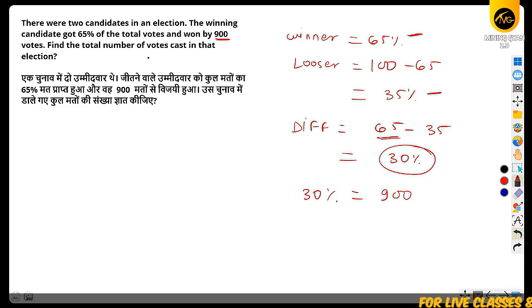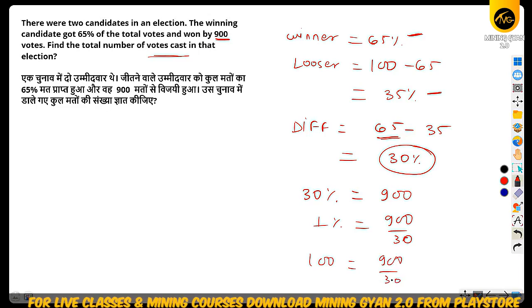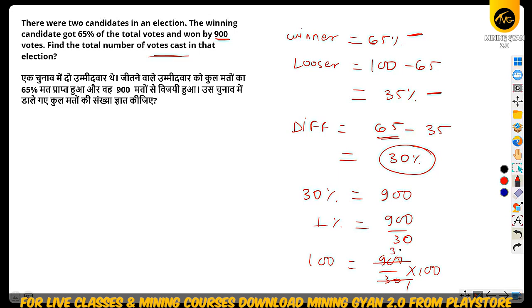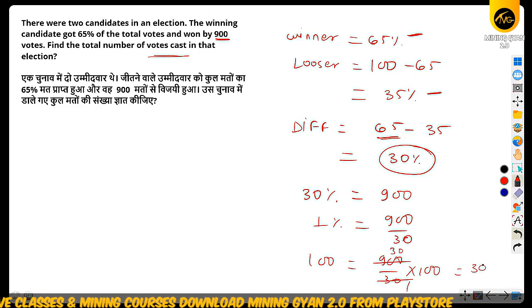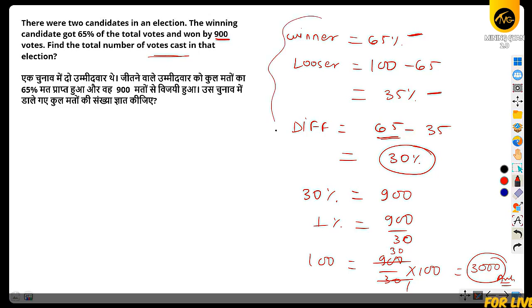We have to calculate the total votes. So 1% is equal to 900 divided by 30, and 100% is equal to 900 divided by 30 into 100. So 3000 votes. 3000 is the total votes. Correct. So basically the first portion of the solution is the logical portion.